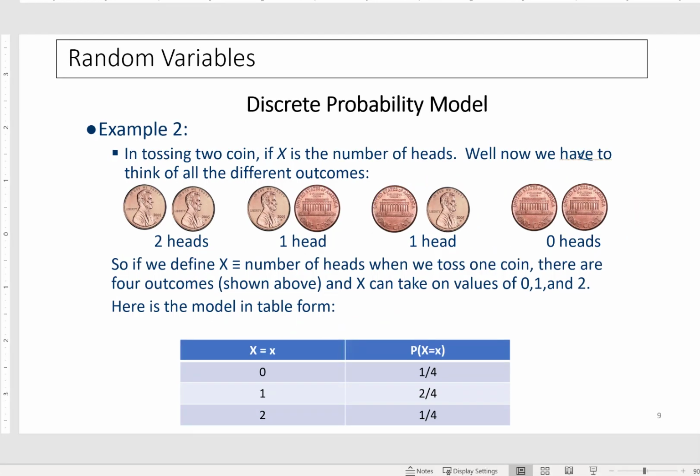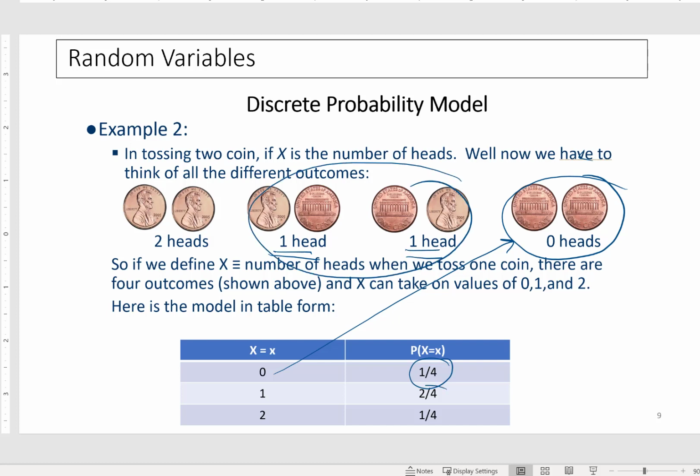So, how many times did we see 0 heads? Well, we only saw that 1 out of the 4 different outcomes. So we get 1 out of 4 as its probability. How many times did we see just 1 head? We saw it here and we saw it here. So 2 out of the 4 times, that's the probability of tossing 2 coins and seeing only 1 head. And what would be the probability of seeing 2 heads? Well, we saw 2 heads only 1 out of the 4 times. And that's how we got our probability model.